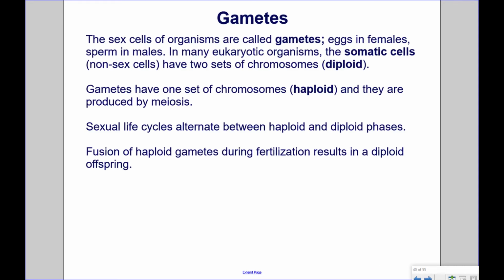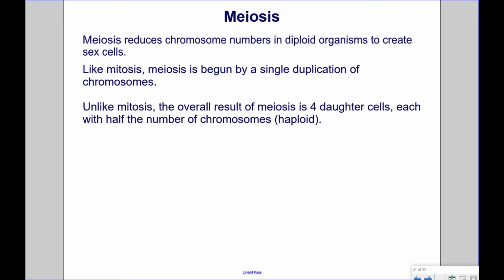Meiosis. Gametes. The sex cells of organisms are called gametes, eggs in females, sperm in males. In many eukaryotic organisms, the somatic cells, or non-sex cells, have two sets of chromosomes, which are called diploid. Gametes have one set of chromosomes, which are called haploid, and they are produced by meiosis. Sexual life cycles alternate between haploid and diploid phases. Fusion of haploid gametes during fertilization results in a diploid offspring.